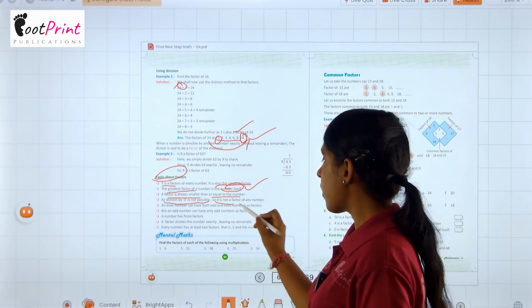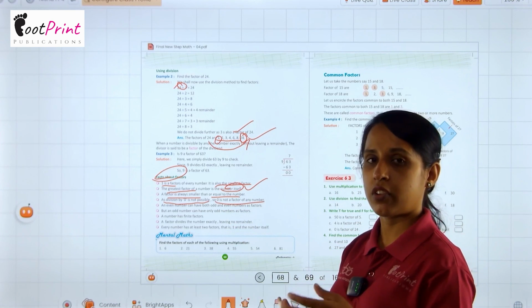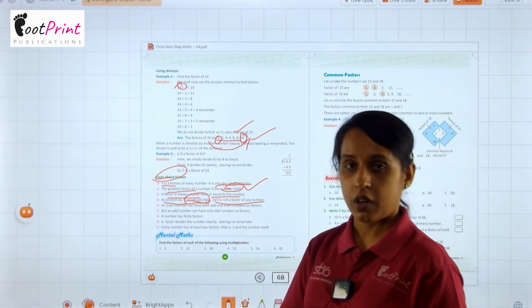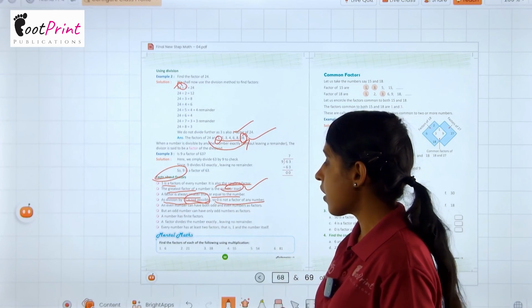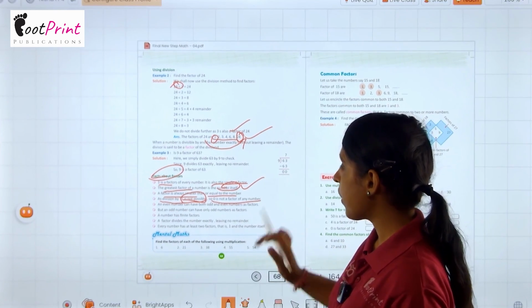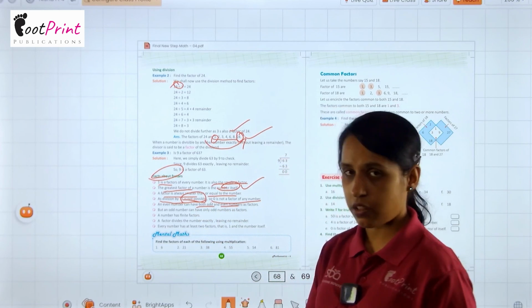As division by 0 is not possible, 0 is not a factor of any number. As we know, when we divide by 0, it is not possible. So we can say that 0 is not a factor of any number. An even number can have both odd and even numbers as factors.